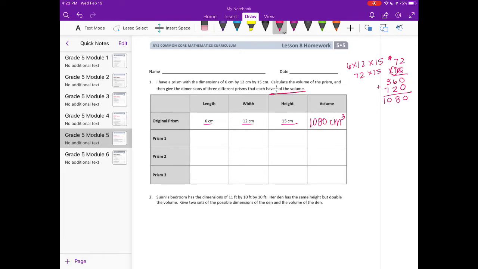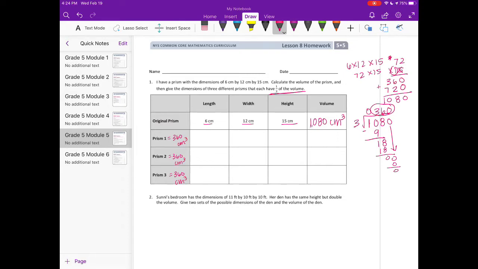Now, it says that each of the rest of the prisms each have 1/3 of the volume. So let's find out what 1/3 of that is. We're going to do that by dividing this by 3. 3 goes into 1 0 times, but it goes into 10 3 times. Bring down the 8. 3 goes into 18 6 times. 6 times 3 is 18, 0. Bring down the 0. Now 3 goes into 0, 0 times. 3 times 0 is 0. So we get 360. So this needs to equal 360. This needs to be 360. And this needs to be 360. They're all centimeters cubed.